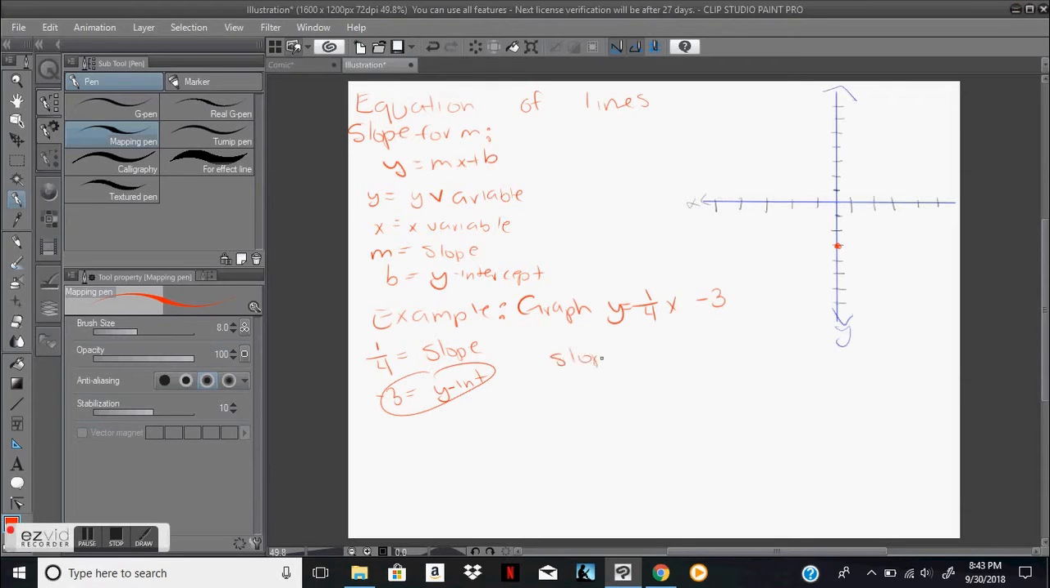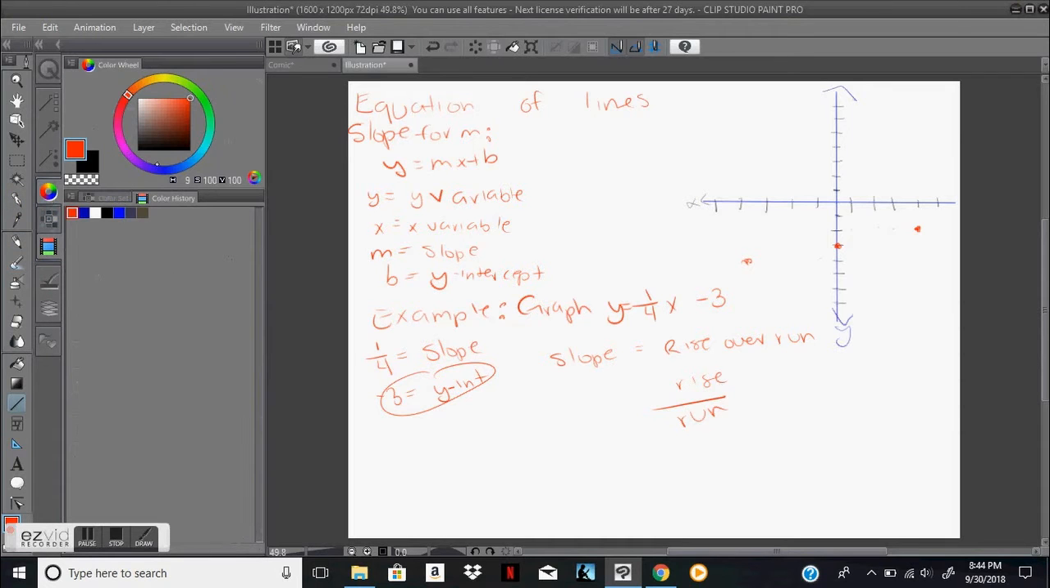So we know that the y-intercept is -3, so we're going to go right into the graph, into the plot, and we're going to plot that point, -3 on the y. The slope is rise over run, so we're going to rise 1 and go to the right 4 units, and find another point. Once we have our points plotted, we're going to draw a line through those points. And that would be our line for this equation.